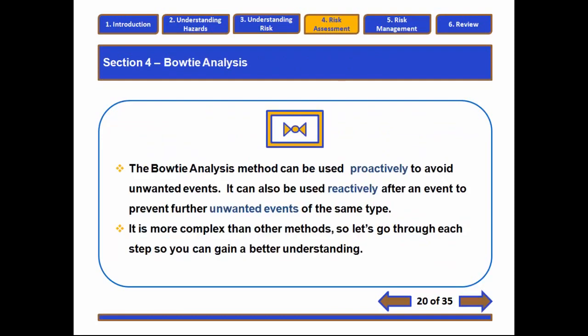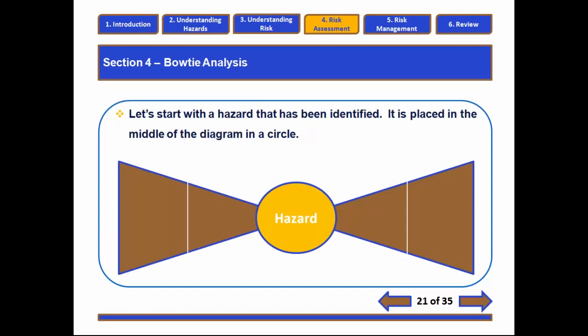Now, the second type of risk assessment we're going to look at in this video is bow tie analysis. Bow tie analysis is another proactive approach to predicting and avoiding unwanted events, but it's very flexible, and it can also be used reactively after an event has occurred, typically in an investigation, to identify ways to ensure the same thing doesn't happen in the future. It's a little more in-depth, so we're going to go through this in detail.